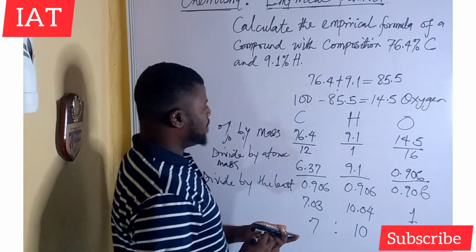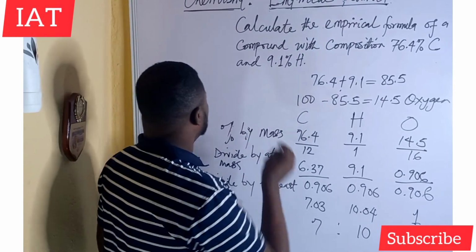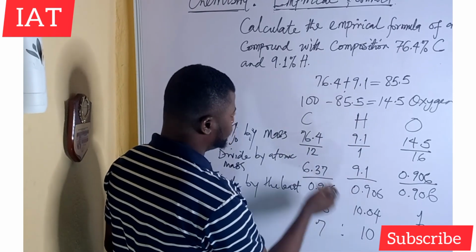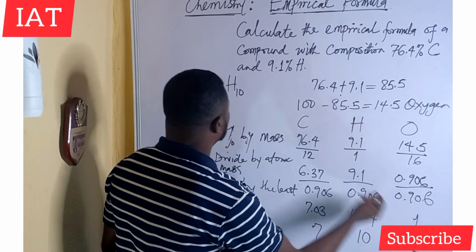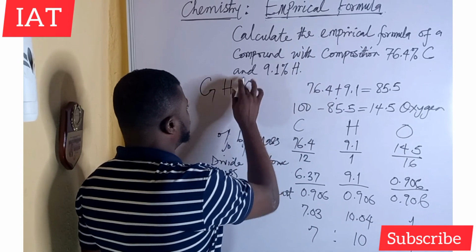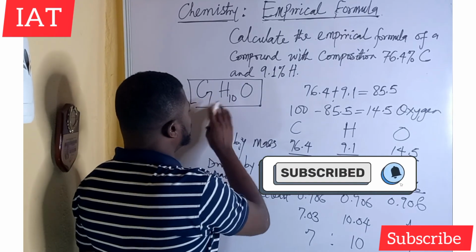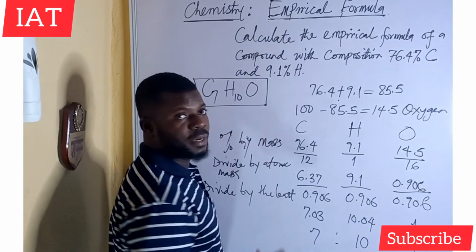So this apparently means that carbon has its value to be 7. We have hydrogen to be 10, and oxygen is just 1. We don't need to write the 1. So this is the result, and this is what we call the empirical formula, which is the simplest formula.